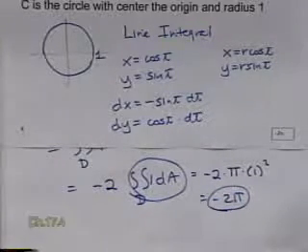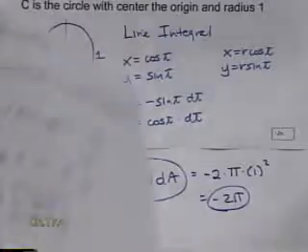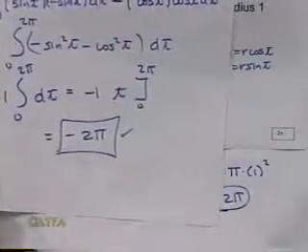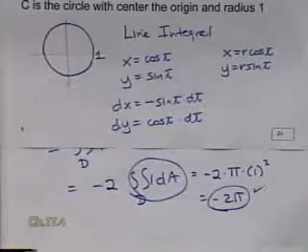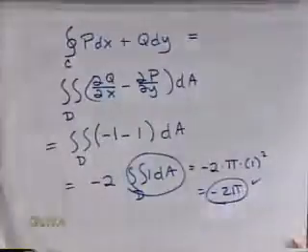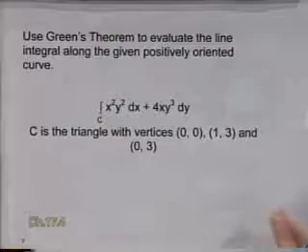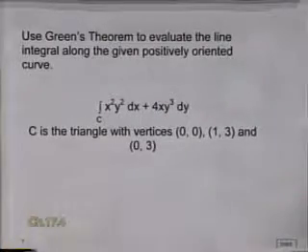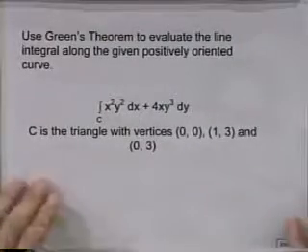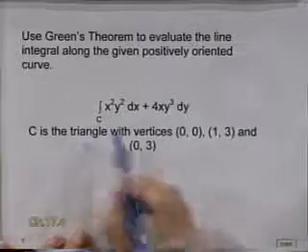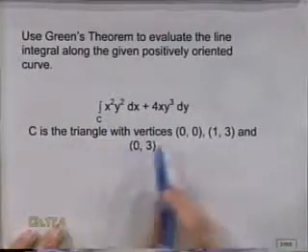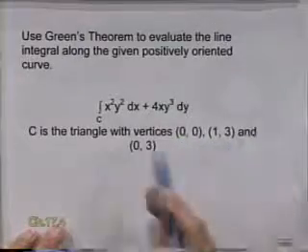That shows me that Green's theorem is sort of justified. If I take the line integral along the simple closed curve, or the integral over the region using Green's theorem, I get the same answer. Okay, let's look at this one. Use Green's theorem to evaluate the line integral along the positively oriented curve of the triangle that goes from 0,0 to 1,3 to 0,3.